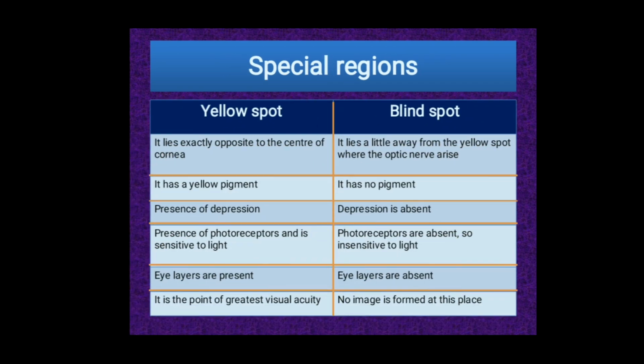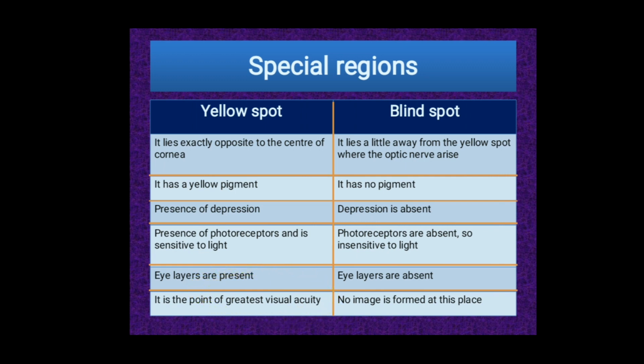So, the yellow spot is a special region in the retina. It is the region exactly opposite to the center of the cornea, that is, at the back side. It has a yellow pigment and the presence of a depression, a small curve you can see in the figure, and it contains photoreceptors and is sensitive to light. The eye layers are present in this region, and the most important feature is that it is the point of greatest visual clarity or acuity.